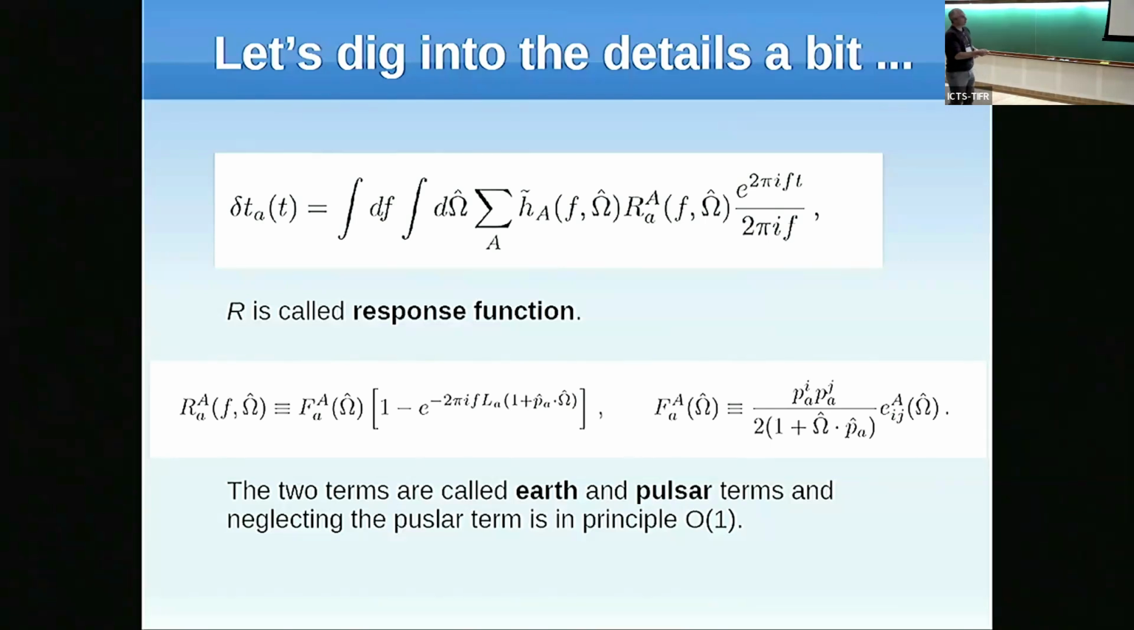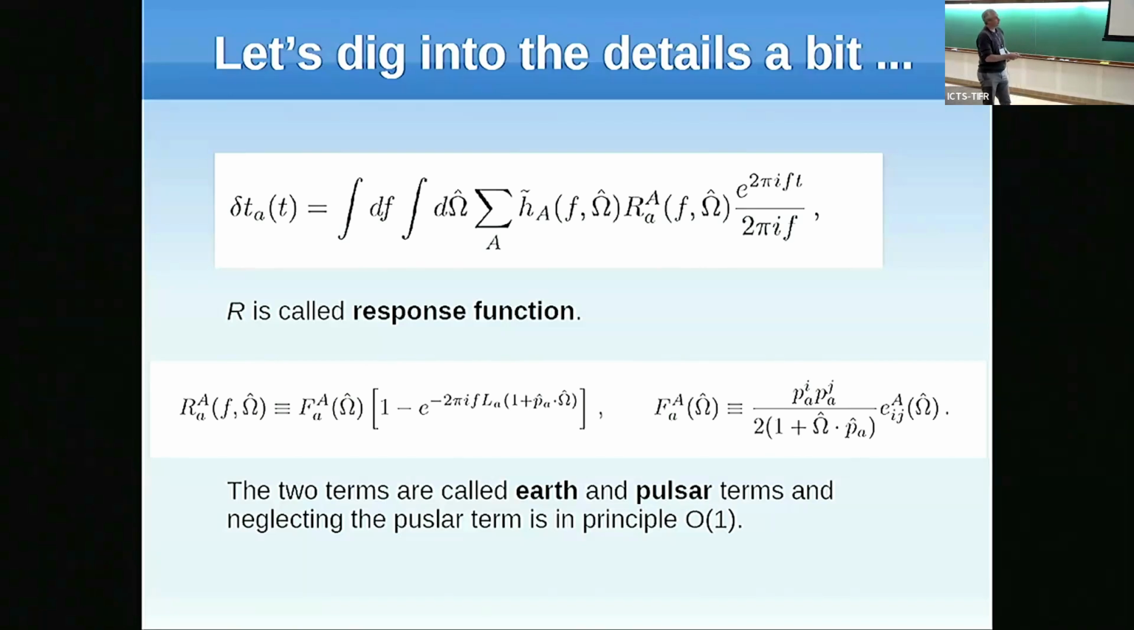One comment here, so in principle, if you look at this expression, sometimes or often in the analysis, this pulsar term is neglected because people say, well, it's a phase, right? So on average, if you have a lot of sources and a lot of pulsars, this pulsar term will be 0 and then it's neglected. But in principle, this pulsar term is a correction of order 1, right? So that's why we keep it for now.